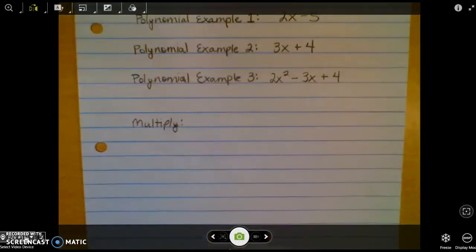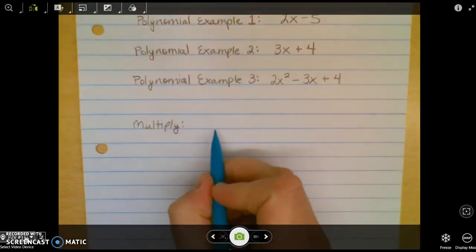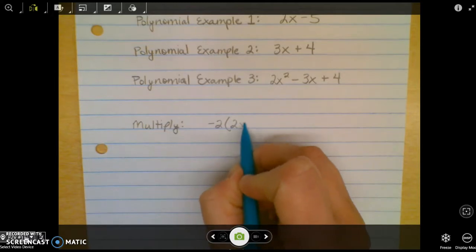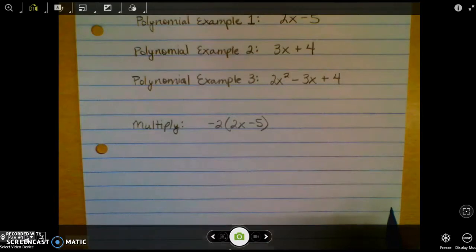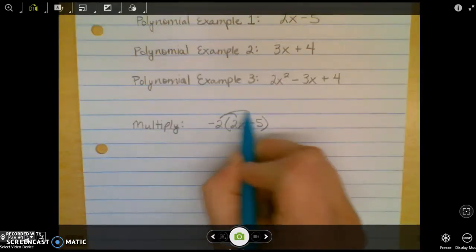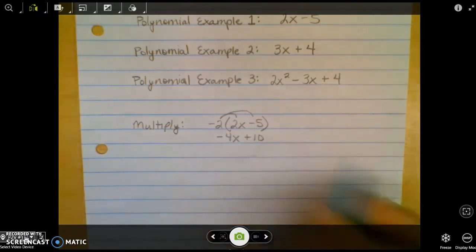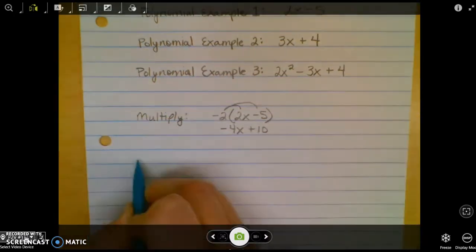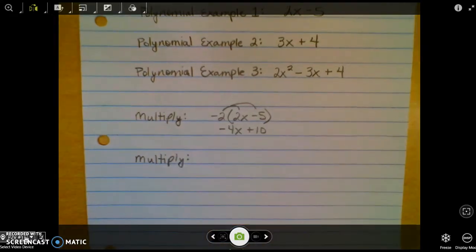So in order to multiply polynomials, you need to remember the distributive property. So let's do a quick example of that first. For example, if I have negative 2 times negative 2x minus 5, this is distributive property. So you distribute the negative 2 and you will get 4x plus 10. Well, multiplying with polynomials is the same way. You just might have more than one distribute.